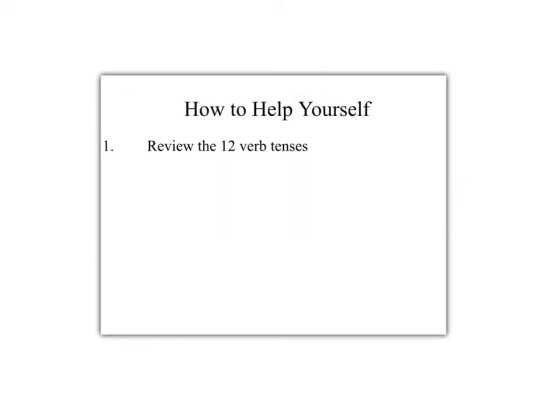Okay, there are a couple things you can do to help yourself avoid making errors in verb tense. The first one is to review and really feel comfortable using the 12 different verb tenses. In the list in the previous slide, the first 6 verb tenses are the most common: the simple present, the present progressive, the simple past, the past progressive, the future, and the present perfect. Pay special attention to the present perfect tense because that is often one of the most difficult to master.